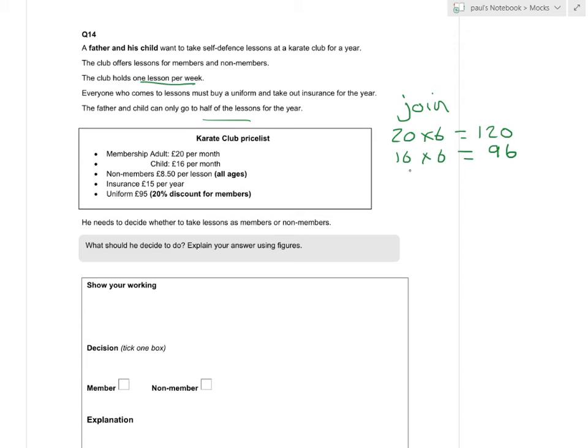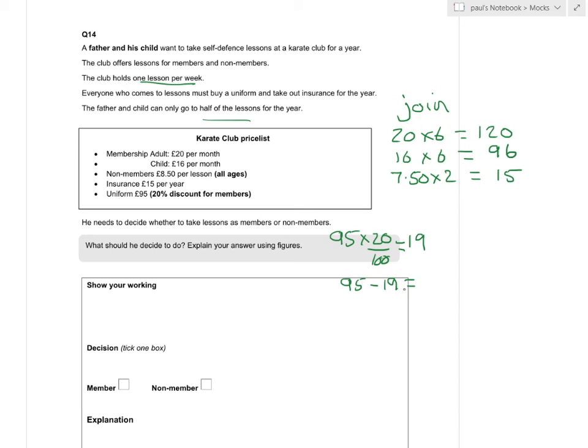Now, insurance is £15 per year. They're only going to pay half a year, so it's £7.50, but there's 2 of them, so that will equal £15 for the insurance. And the uniform is £95, and you get a discount. So 95 times 20 over 100 is £19 discount. So then we're going to do 95 take away 19.